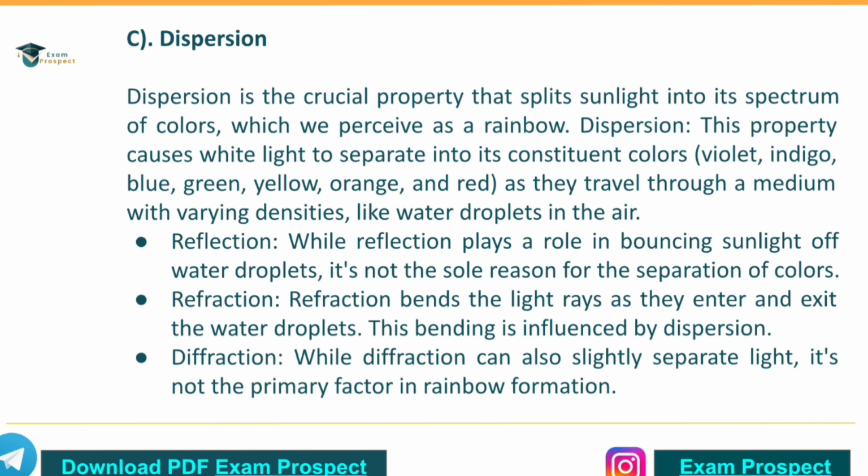On the other hand, while reflection plays a role in the bouncing of sunlight off water droplets, it's not the sole reason for the separation of colors. And refraction bends the light rays as they enter and exit the water droplets. This bending is influenced by dispersion. And diffraction, while it can also slightly separate light, is not a primary factor in rainbow formation.